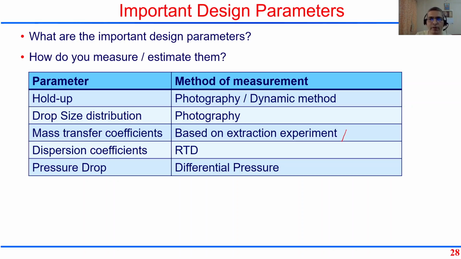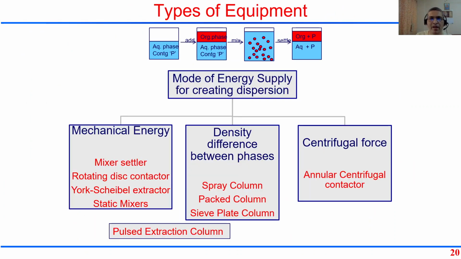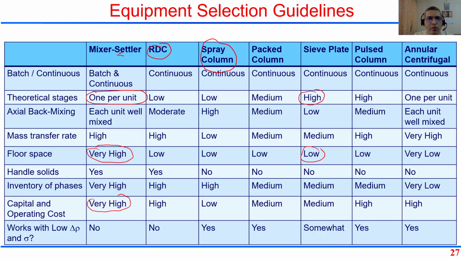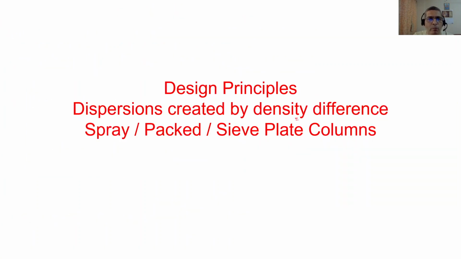Now do you remember what kind of equipment we were talking about? When I am supplying energy only by way of density difference or pressure difference between the phases, that means if I have an organic phase, I sparge that organic phase at the bottom. Droplets of this organic phase are going to go to the top, so that's like a spray column. And if you want to think in terms of a gas liquid equivalent, that would be a bubble column. So what we'll try to do is look at these principles based on, let's say, a spray column.